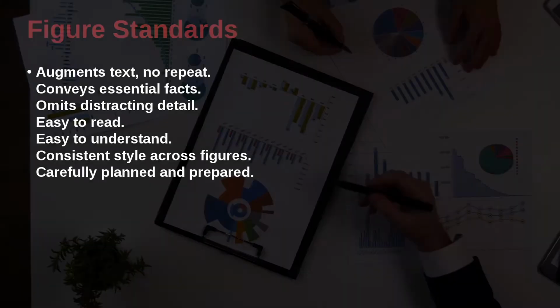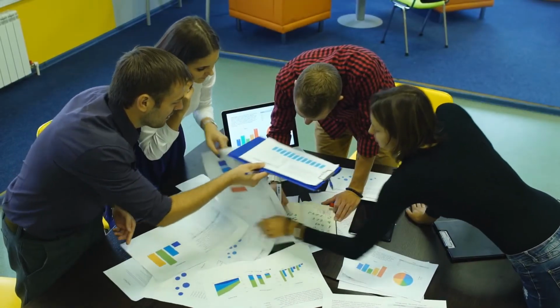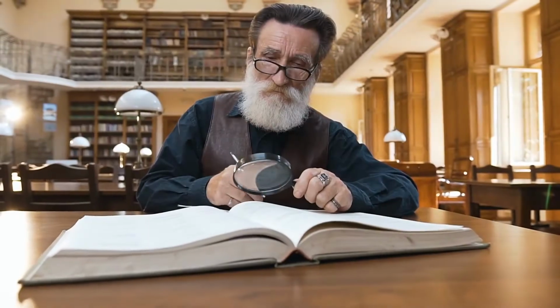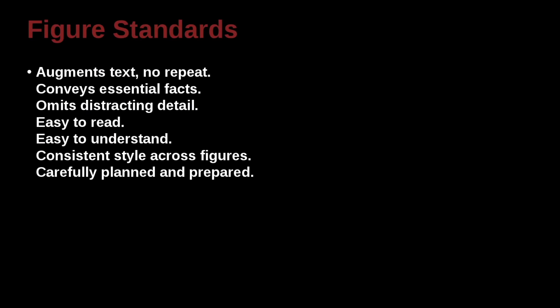It should be easy to read the numbers or words on it, which is not easy to do. It seems like, hey, that should be easy, but it can be very hard to make a graphic easy to read all of the words and numbers. It should be consistent, of course. If you make more than one figure, try to do it the same way every time. And you need to really carefully plan it. It's not an easy thing to do. It sounds easy, but it's not easy.